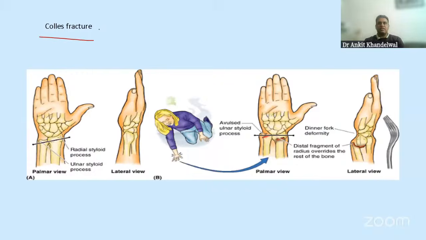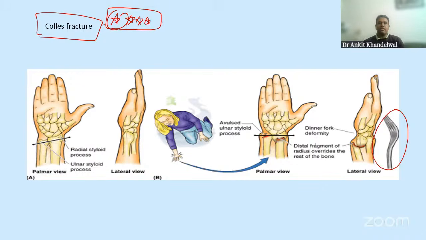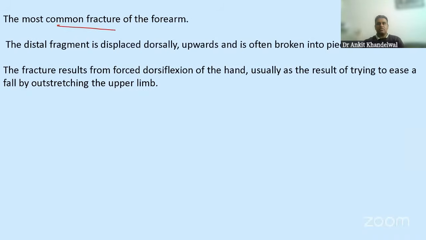Again, Colles fracture is very, very important. Right at as applied, but clinical, let me tell you, 4 stars over here. From a practical standpoint, when you see the OPDs, orthopedics, mode of injury, and there's this dinner fork deformity over here. The distal end goes backward, as you can see in the next slide. Most common fracture of the forearm, understand this.